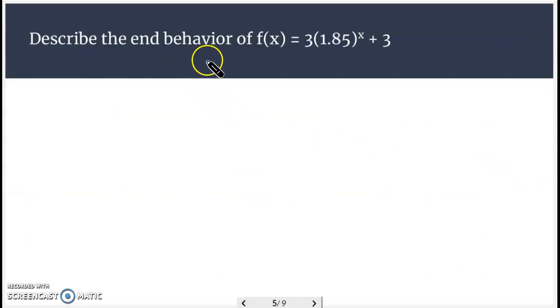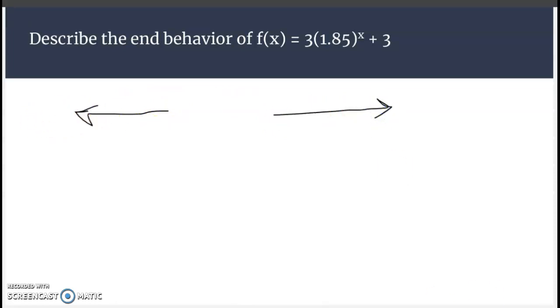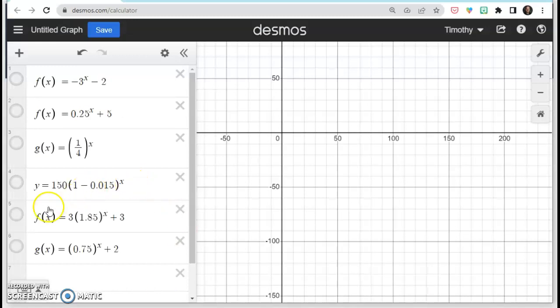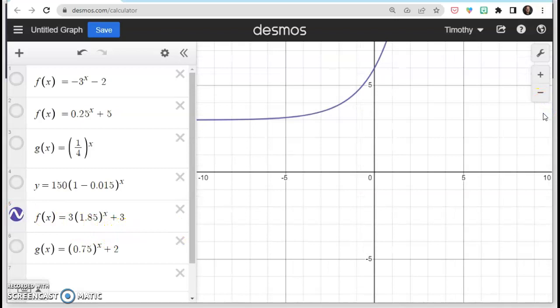Now the next one. Describe the end behavior of f of x equals 3 times 1.85 to the x power plus 3. The end behavior. So when you talk about end behavior, you're basically going to the left forever, and you're going to the right forever. Going to the left forever, going to the right. Let's look at Desmos. Here it is. f of x equals 3 times 1.85 to the x power plus 3.